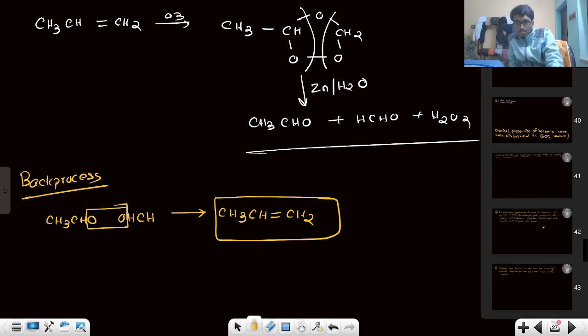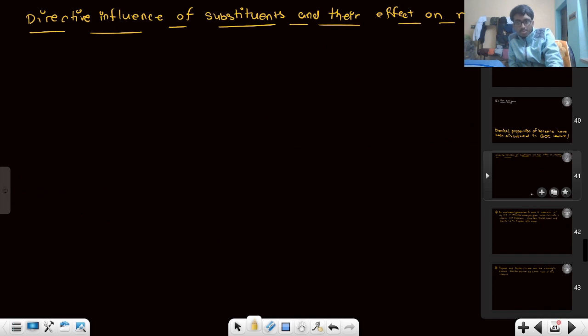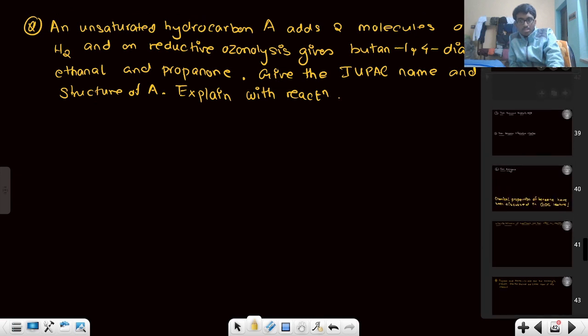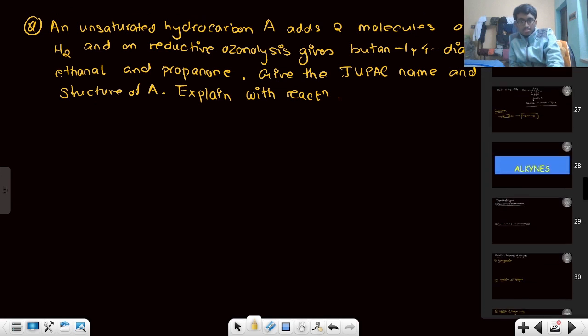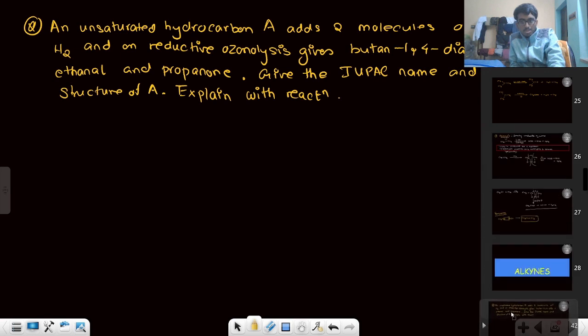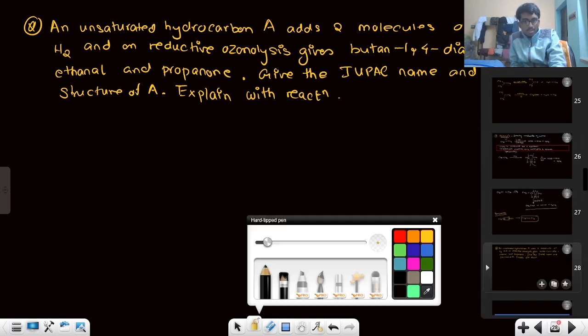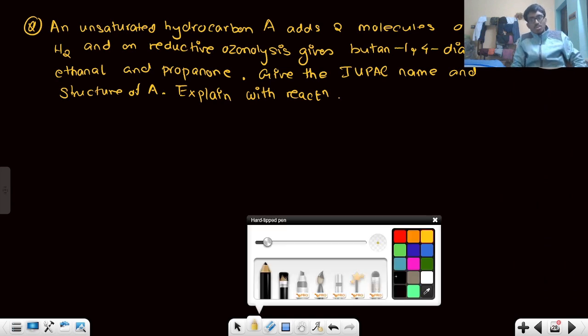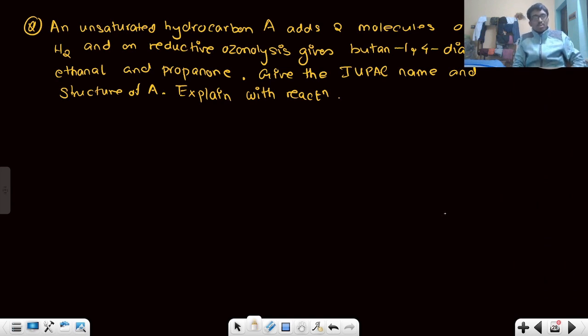See here. This type of question can come. Purely ozonolysis based question. But you have to use a little bit of your brain. Unsaturated hydrocarbon adds two molecules of H2 and non-reductive ozonolysis gives butane 1,4 dial, ethanol, propanol. So you can see three things they are giving. Okay, give the IUPAC name and structure of it.